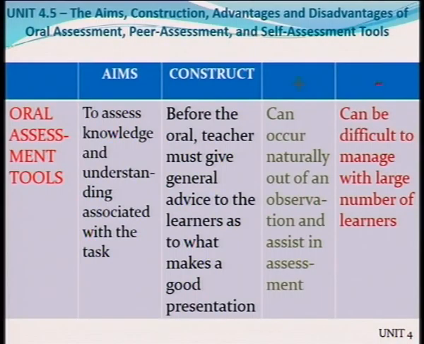The construction of oral assessment tools: before the oral, the teacher must give general advice to the learner, to make sure the learner knows exactly what is expected and that he can make a good presentation. Advantages of this tool: it can occur naturally out of an observation and assist in assessment. This means that it can happen during a class lesson where a learner starts talking about the concepts they are learning, and the teacher can measure whether the learner understands what they are saying.